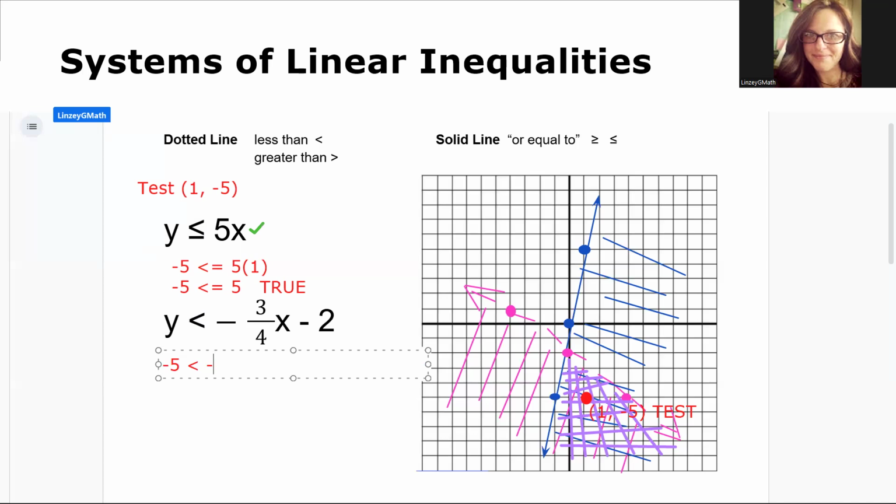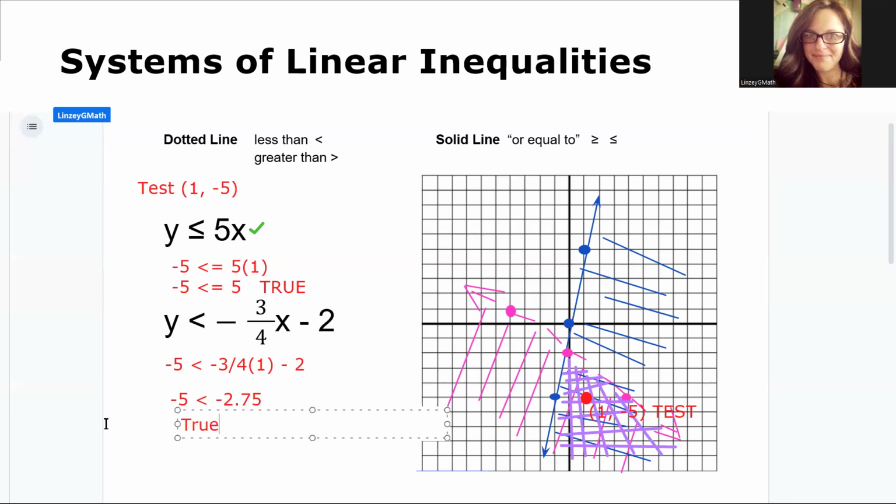So let's go ahead and test our solution in the second. And you can always use a calculator. We get -5 is less than -2.75. That is also true. Since our test point works for both, we know this is the solution area.